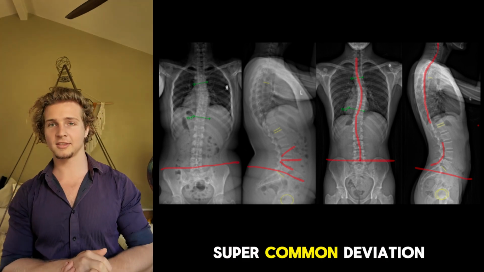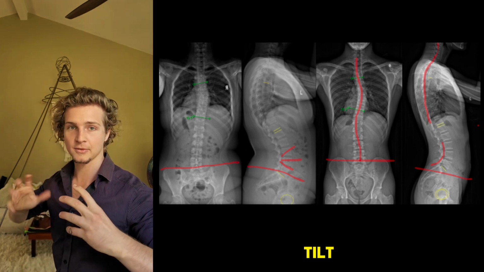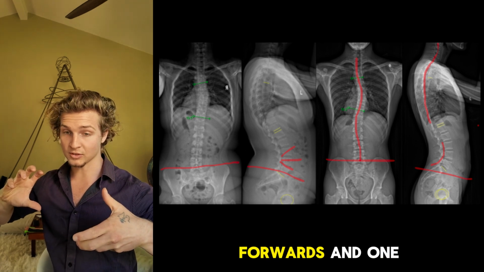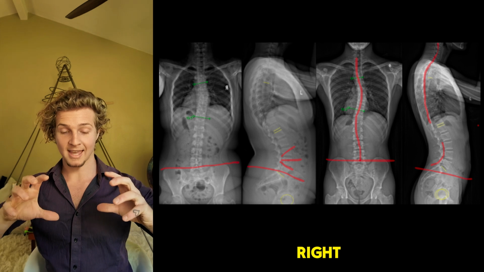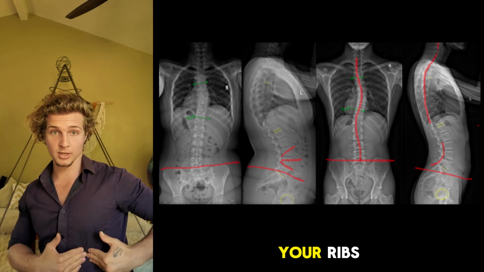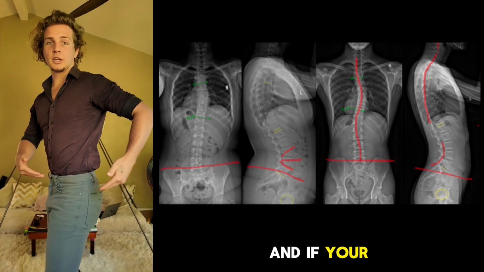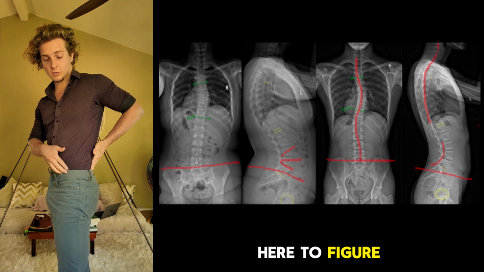A super common deviation that I really need to address is the hip tilt. Is it tilting backwards? Is it tilting forwards? Is one tilting forwards and one kind of doing something else? The hips are mobile left to right. They have a joint. It's like a cartilage joint like your ribs, so it moves a little bit. And if your hips default to one side, you can find a bony point here to figure out what's going on.